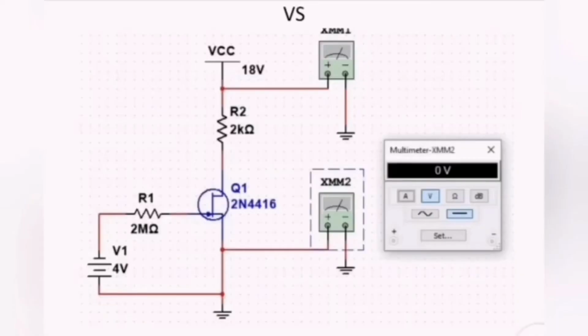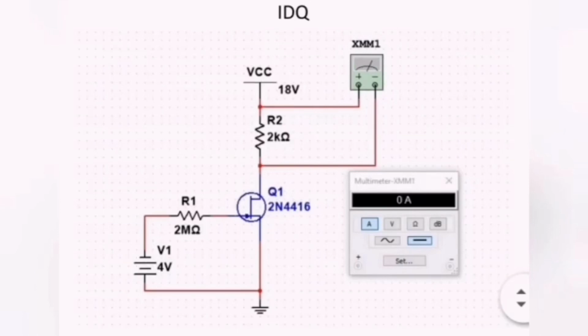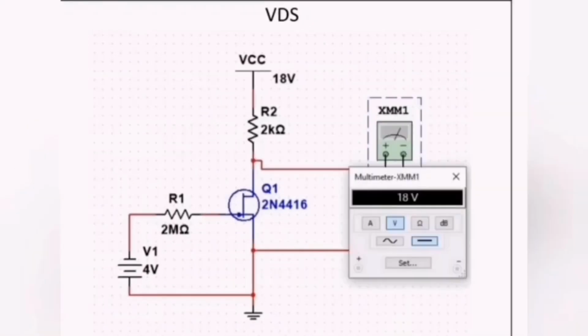Okay, for the Multisim result. First, you can see the result for VS is 0 volt. Second, you can see the result of VD is 18 volt. Thirdly, result IDQ 0 ampere. Then result VGSQ, you got negative 3.992 volt and VDS 18 volt. Okay, that's all. Thank you.